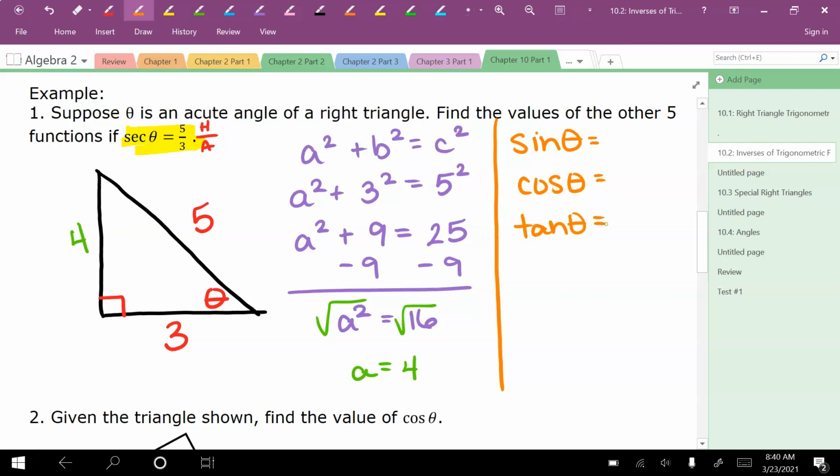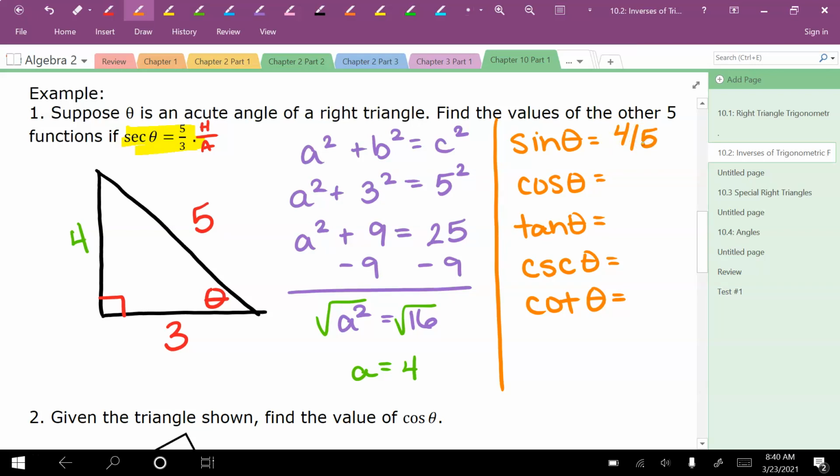Then I need to do cosecant, so CSC, and then I need to do cotangent, so COT, because they already gave me secant, so I can skip over that one. Okay, and we're basing everything off of secant, okay? So, off of that theta there. Sine is opposite over hypotenuse, so opposite of theta would be that 4, hypotenuse would be 5. So we're going to put 4 over 5.